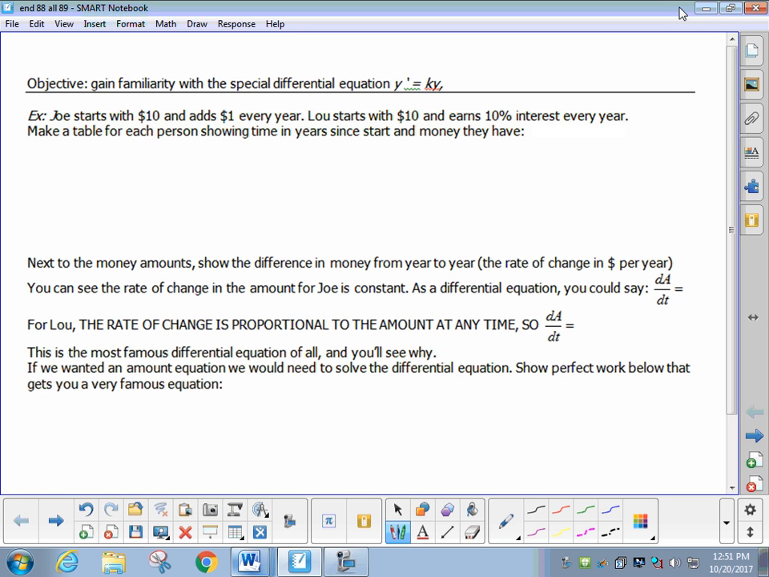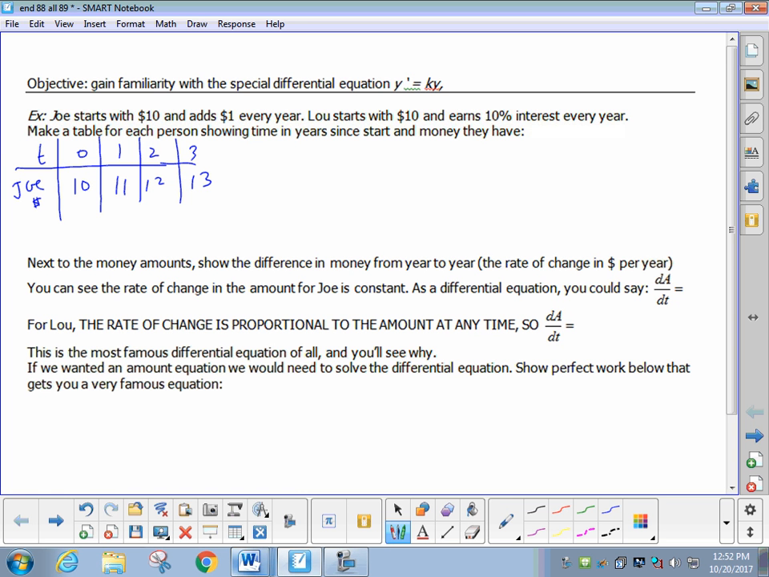Joe starts with $10 at time 0, and he adds $1 every year. That would imply that at time 1 year he has $11. At time 2 he has $12. Yes, he's getting rich really, really slowly. What kind of growth is this? Linear. It's linear. The rate of change is constant.